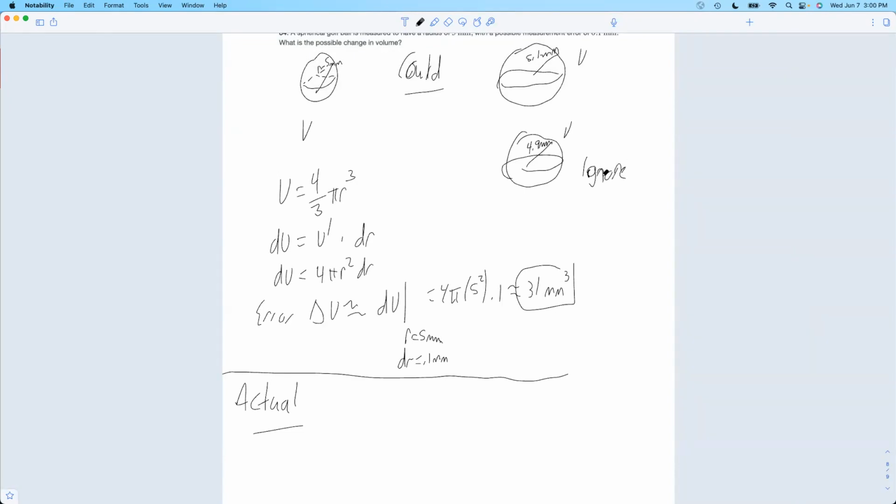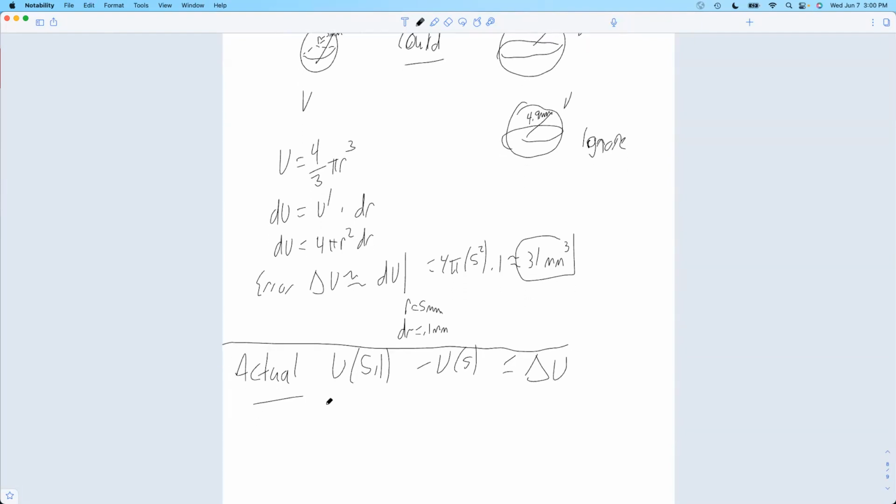Let's assume that maybe our machine is making our ball bearing just a little bit too big. So I want to find the volume when we're at 5.1 and the volume at 5. So we would call this delta V. So this guy here would be 4/3 pi times 5.1 cubed minus 4/3 times pi times 5 cubed.